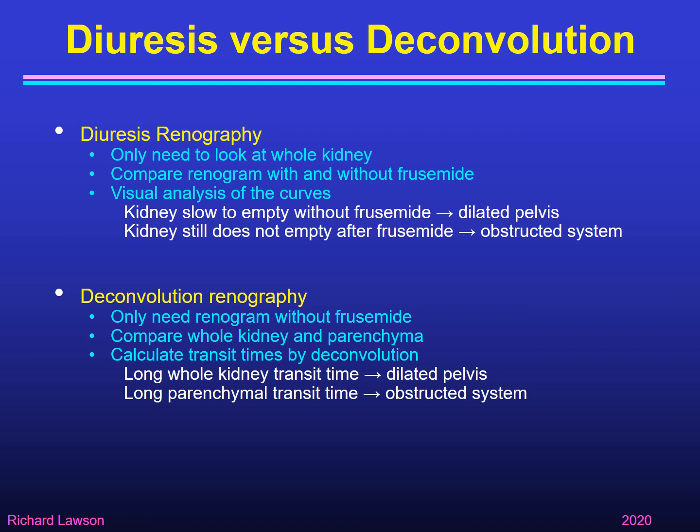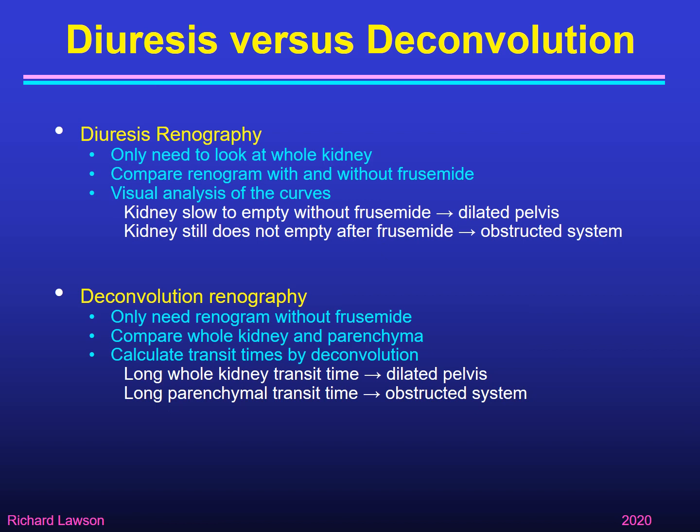So let's compare those two techniques. Diuresis renography, which I've just described, is a technique where you only need to look at the whole kidney. You don't need a region of interest for the parenchyma alone. But you compare the renogram with and without frusemide, and it uses a visual analysis of the curves. And if you see that the kidney curve is slow to empty without frusemide, that says you've got a dilated pelvis, but it doesn't tell you whether it's a high pressure or a low pressure system. But if the kidney still does not empty after you've given frusemide, that says you've got an obstructed system, which implies it's a high pressure.